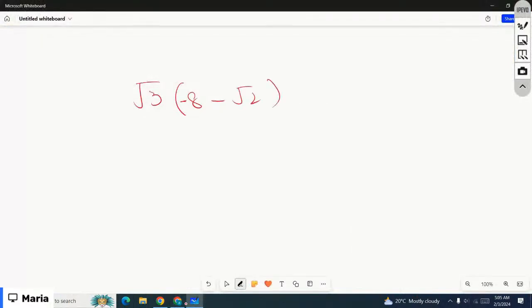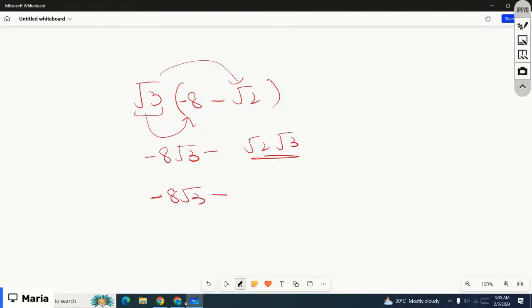You can multiply, that is the distributive property, square root 3 to negative 8 and square root 3 to negative square root 2. So negative 8 times square root 3 is negative 8 square root 3, and negative square root 2 times square root 3, you can write them in the same square root. So that is negative 8 square root 3 minus square root 6, since 3 times 2 is 6. So the answer is negative 8 square root 3 minus square root 6. Got it?